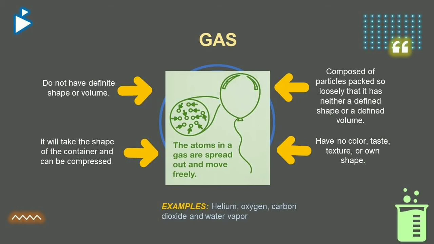In the Earth's atmosphere, there are many different types of gas, such as carbon dioxide, nitrogen, water vapor, and oxygen. In the given examples I have mentioned, we can classify that they do not have color, taste, texture, and their own shape. Also, they cannot be touched or held. And this is also another characteristic of a gas.